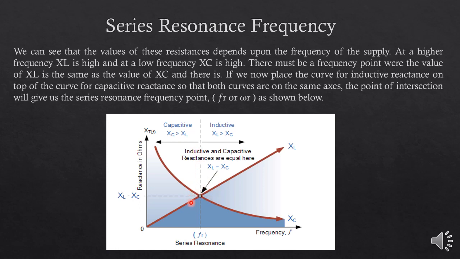Before the resonant frequency point, the circuit behaves as capacitive, and after the resonant frequency point, the circuit behaves as inductive. At the resonant frequency, the impedance of the circuit is real, or purely resistive.